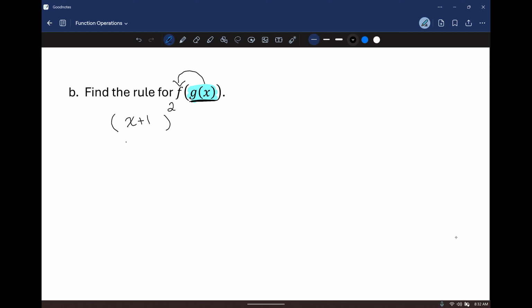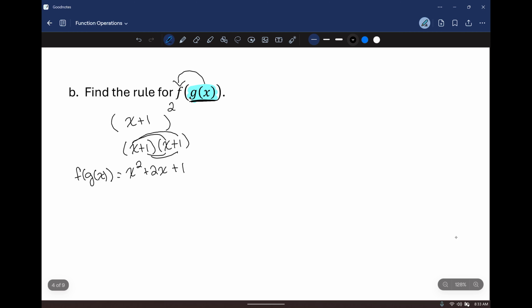X plus 1 squared, that's x plus 1 times x plus 1. So if I do this, x times x is x squared. Anytime you square something, the middle numbers are the same. They get doubled. So you have a 1x and a 1x. That gives you 2x. And then 1 times 1 is 1. And that is f of g of x.